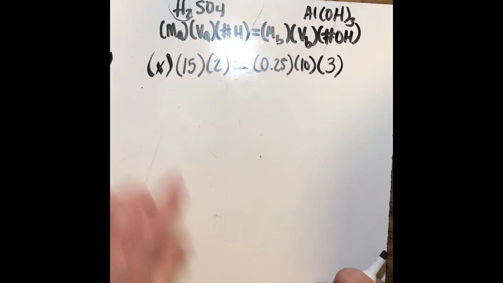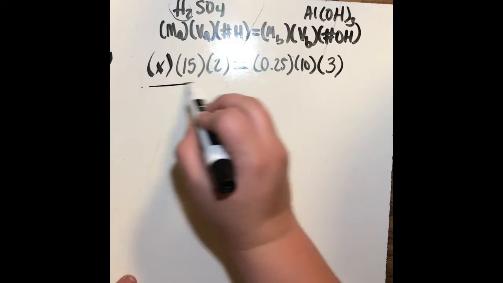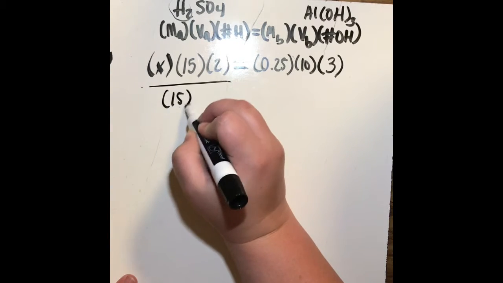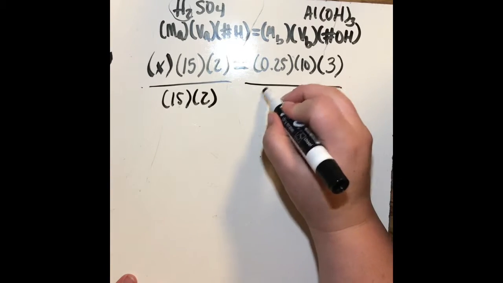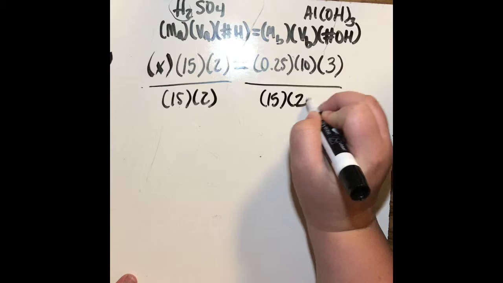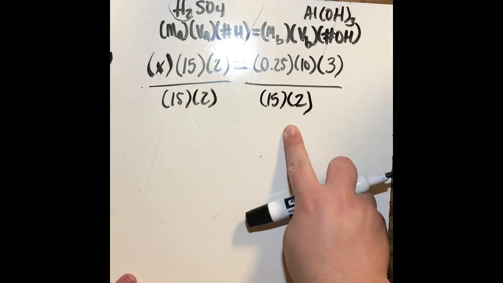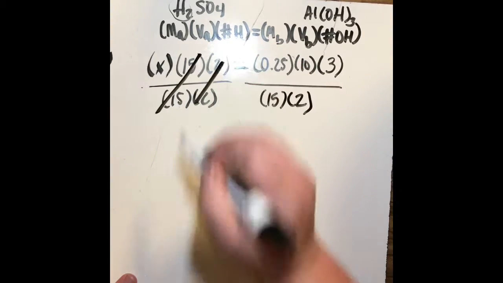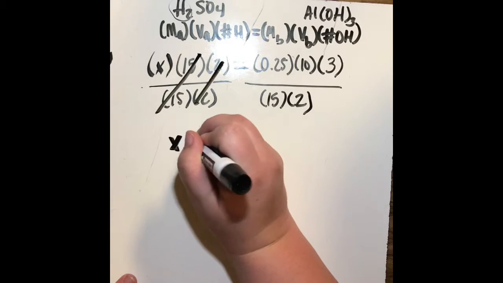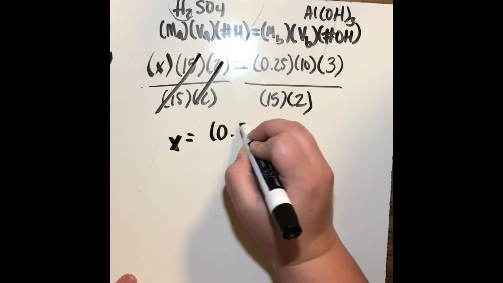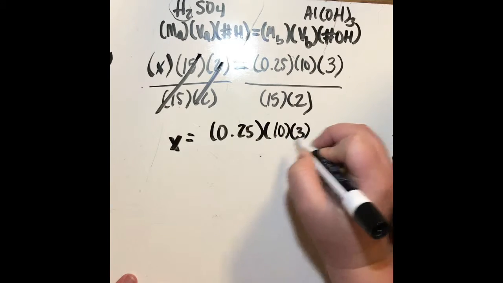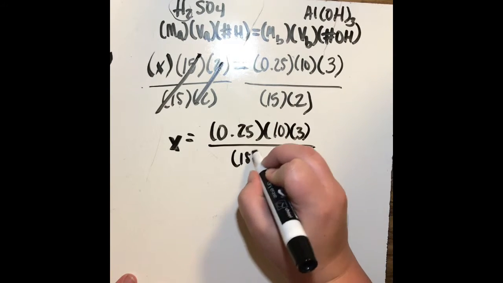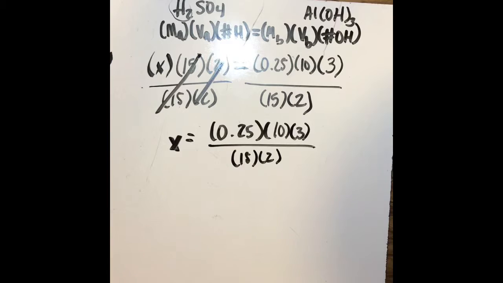Now we're going to try to get X on its own so that we can find the molarity of our acid. To get X on its own, we have to divide by 15 and divide by 2. What we do to one side, we have to do to the other. Now that 15 and 2 are on the right side, we can cancel those out. So now we have X is equal to 0.25 times 10 times 3 divided by 15 times 2.